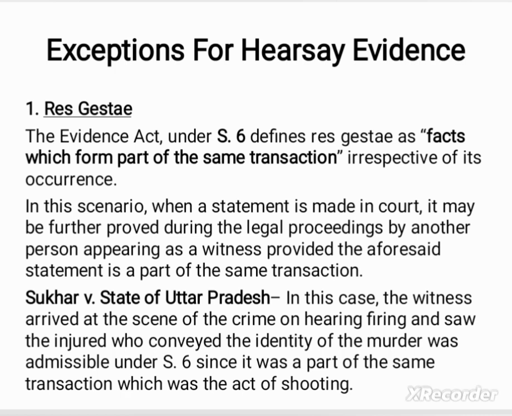In the case of Shukhar vs. State of Uttar Pradesh, the witness arrived at the scene of the crime on hearing firing and saw that the injured conveyed the identity of the murderer. This was admissible under Section 6 since it was a part of the same transaction, which was the act of shooting.